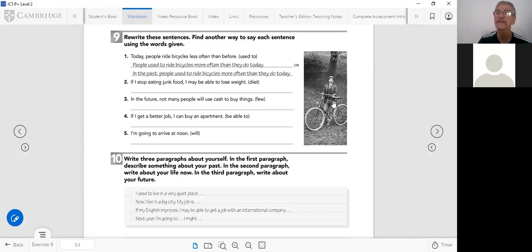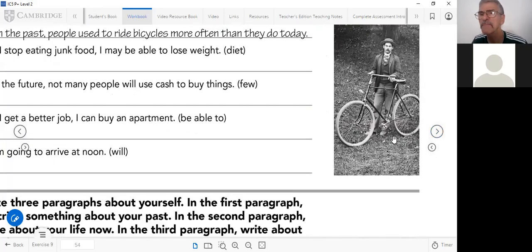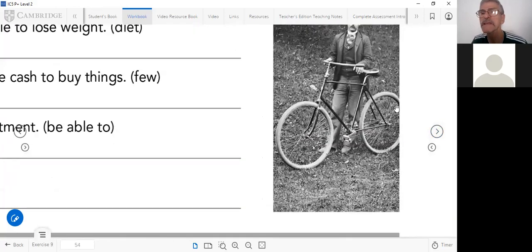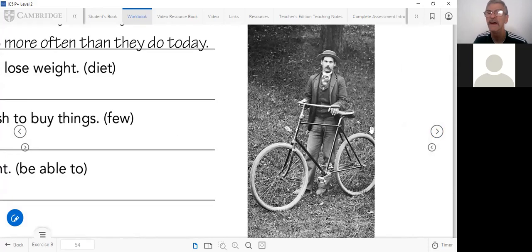Can you read the instruction here? Oh, first of all, before reading, can you tell me something about the picture? Is it a modern picture? No, it's an old picture, and we can see a man with a bike. Okay, not only the old bike, the model, the style of the bike is old, ancient.